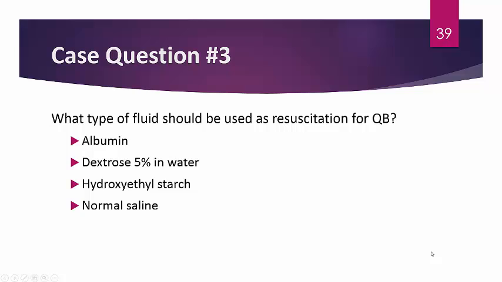And then what type of fluid should be used as resuscitation for QB? And the answer here is normal saline. The second best answer here would be albumin, but remember from the results of the SAFE trial that whenever you compare normal saline and albumin versus each other, there's no difference clinically. So the next thing we look at is cost. So which one is actually going to cost less and be more cost effective? Well, that would be normal saline, as it costs dollars compared to albumin, which is more expensive and may cost around $60 for 100 mL of the 5% or 25% solution.